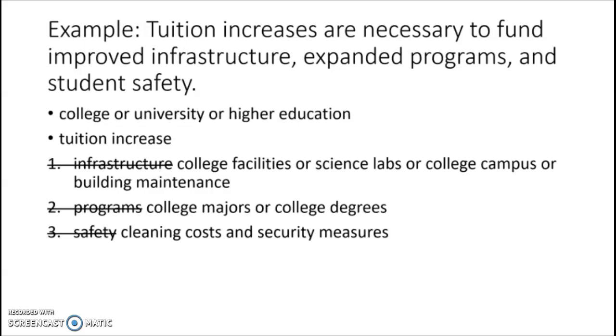Also, I'm going to take the word infrastructure and change it for some more precise words. What do I mean by infrastructure? I mean college facilities or science labs or the college campus or building maintenance. That's the kind of expensive stuff that a tuition increase might fund. I'm also going to, instead of programs, write something more specific like college majors or college degrees. And instead of safety, I'm going to write something more specific like cleaning costs and security measures.